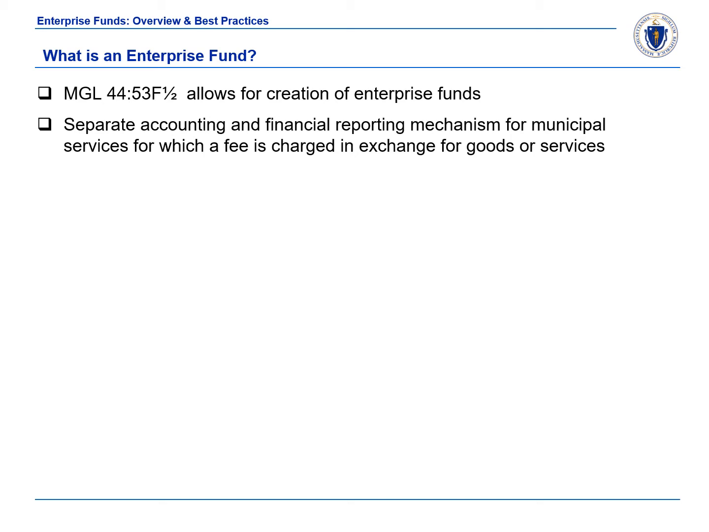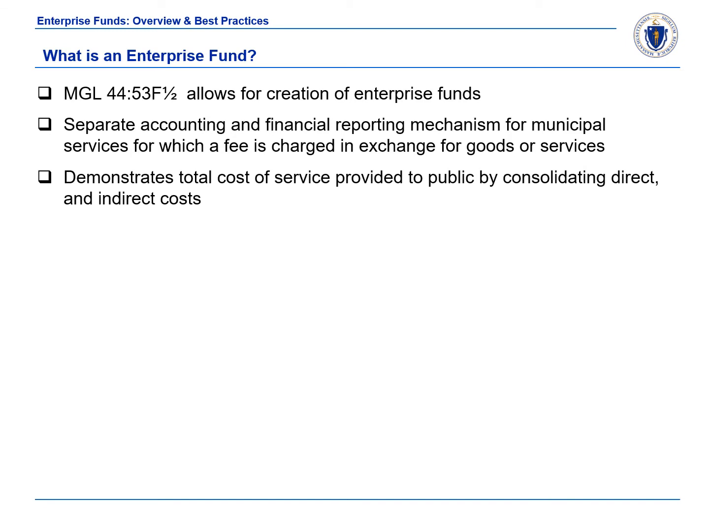With an enterprise fund, all revenues and expenditures related to the enterprise are segregated from the general fund of the municipality. Enterprise accounting allows a community to demonstrate to the public the total cost of providing a service by consolidating all the program's direct and indirect costs into a segregated fund. Example enterprises include water, sewer, and golf. More examples will be provided in this presentation.